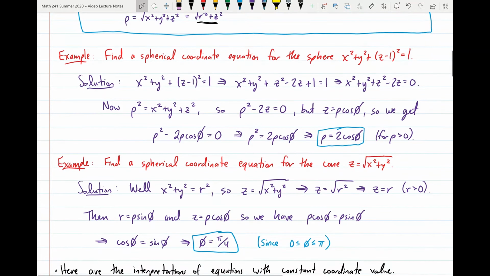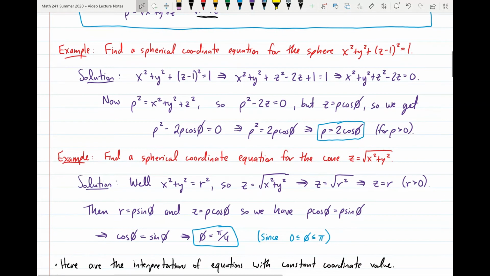Okay, well, the first thing that I did, there's probably multiple ways to go about doing this, but you can take that (z minus 1) squared term and just expand it. So we get x squared plus y squared plus z squared minus 2z plus 1 is equal to 1. The 1's will cancel from both sides. So we have x squared plus y squared plus z squared minus 2z is equal to 0.